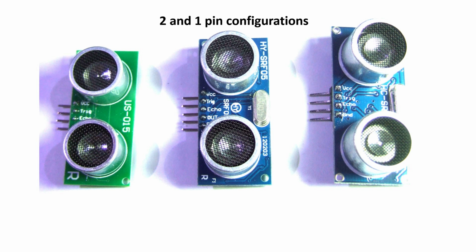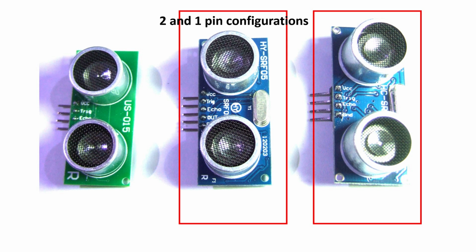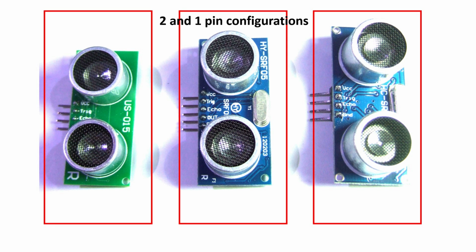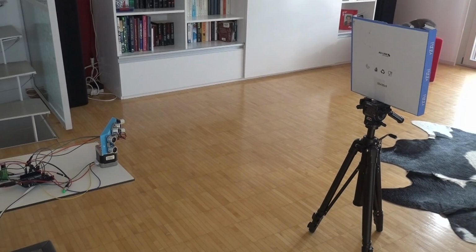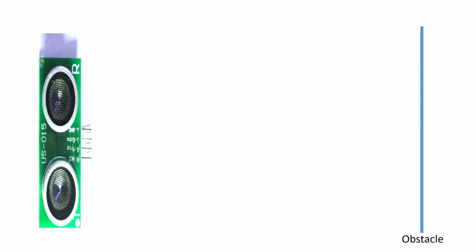I will test the limitations of the three sensors, HC-SR04, HY-SRF05, and the newer US-015 in angle and distance. To do this, I built a setup with a stepper motor. Let's start now with the three sensors.